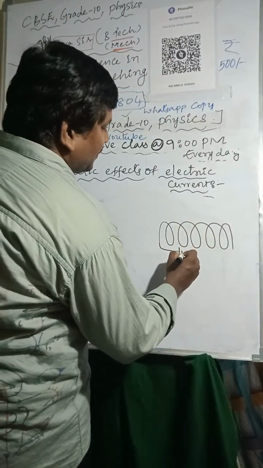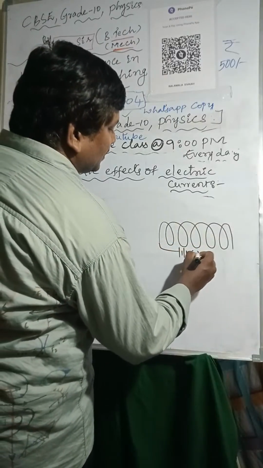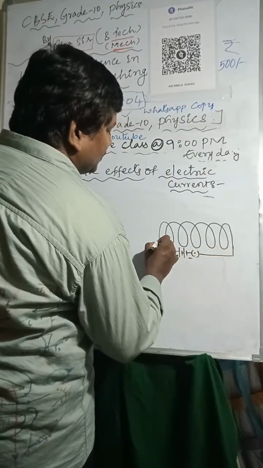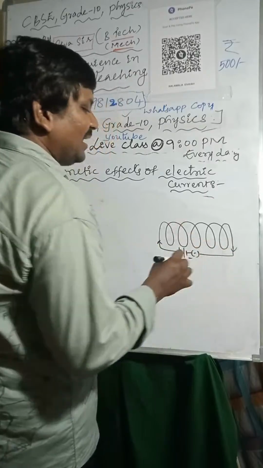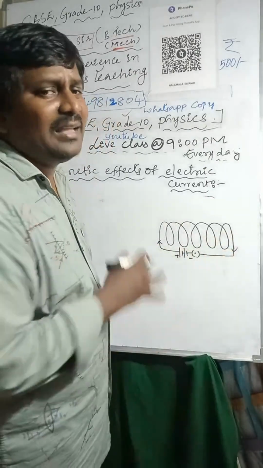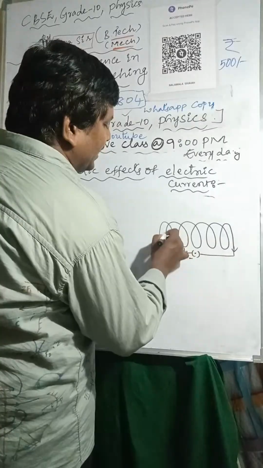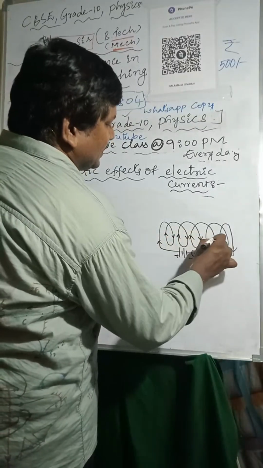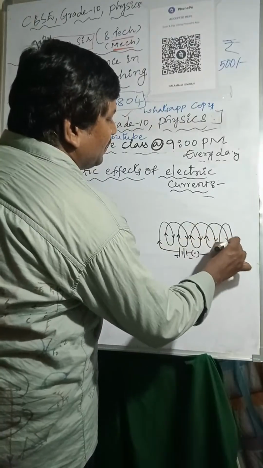Here I am considering positive terminal, negative terminal, and the switch. So the switch is here, connecting. Current is passing through it, current is passing in the loop. Yes or no? Yes. Magnetic field will be produced by the loop. So how will the magnetic field be there?